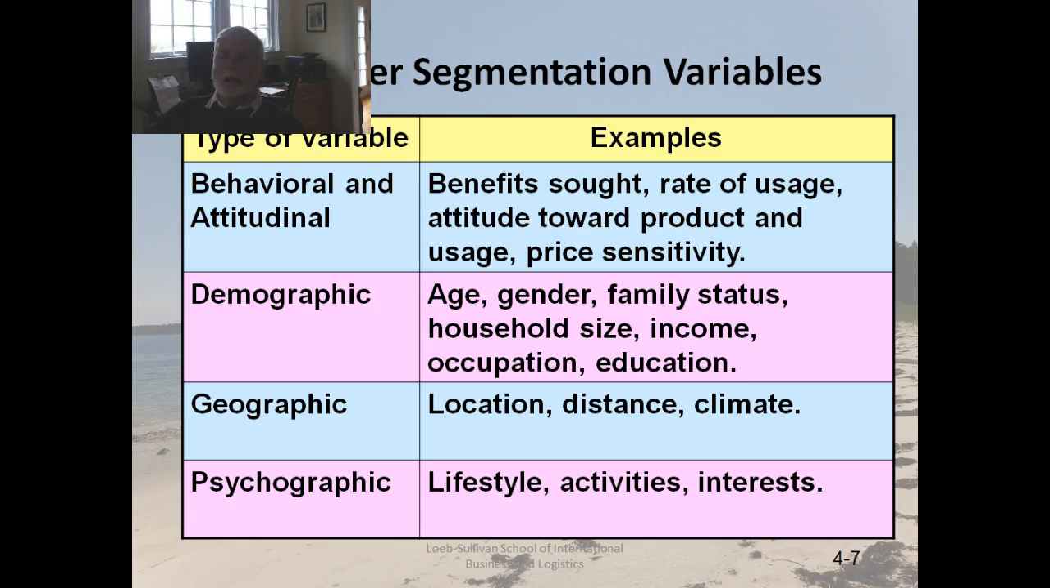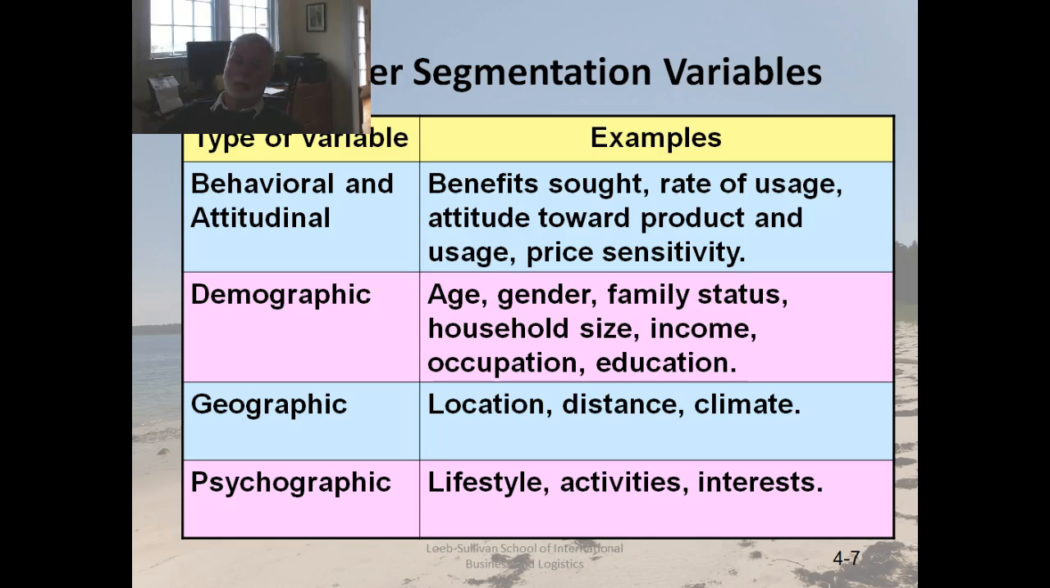So how do we break up the variables? These are the four basic variables for consumers. I'm going to start with the second one because it's the one that most people are familiar with, demographics. Age, gender, married, unmarried, family status, how many people live in your household, what your income is, what your occupation is, what your education is. Those are demographic segmentation variables.